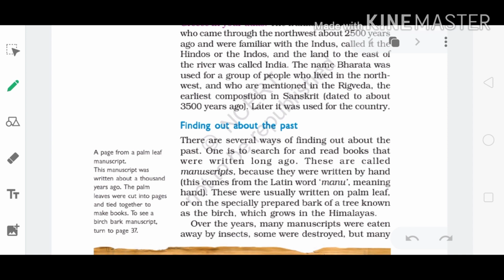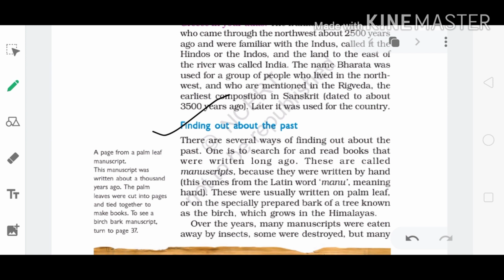So in the previous class we learned about why people travel from one place to another, or we can say one subcontinent to another. And next we learned about the origin of the name of our country, India. So today we are going to start with a new topic, that is finding out about the past. In this topic we learn basically how to find out about our past, and what the sources are with the help of which we can find our past.